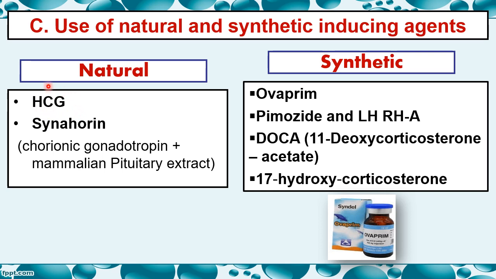Some of the natural inducing agents are like human chorionic gonadotropin. Human chorionic gonadotropin is the hormone secreted by the placenta during pregnancy. This hormone can be extracted from the urine of pregnant women. Cynahorin is nothing but a chorionic gonadotropin and mammalian pituitary extract mixture. This cynahorin is found to be effective in various carp fishes as well as catfishes.